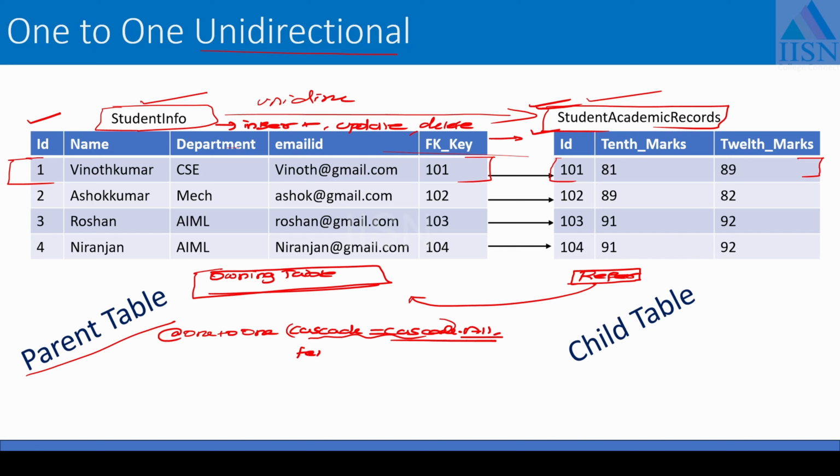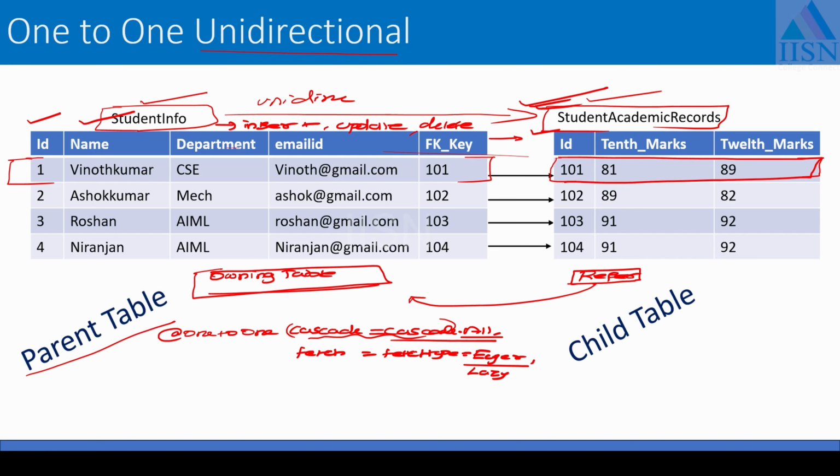Then we are going to give another thing, that is fetch. The fetch type, I'm going to mention lazy and eager. So what is lazy and eager? There are two options, one is lazy, another one is eager. If you give eager, then when you retrieve this particular record, the student info record, it is going to automatically retrieve the student academic record also. That relevant table data is automatically retrieved. That is what the eager type is all about.